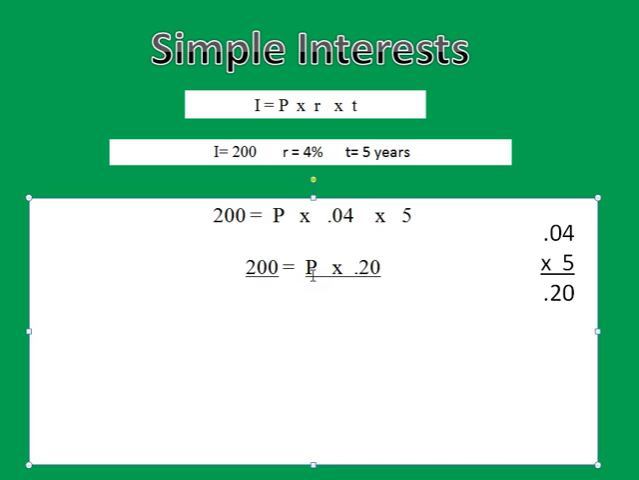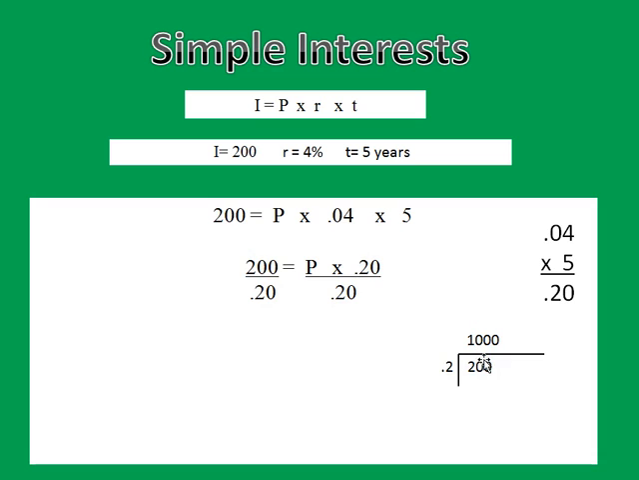Now, I have to use the inverse operation to get this variable P by itself. And we've done this quite a bit before. So since I multiplied this P times 0.20, I have to use the inverse operation. I have to divide by 0.20. And if I divide one side of the equation by 0.20, I have to divide the other side by 0.20.